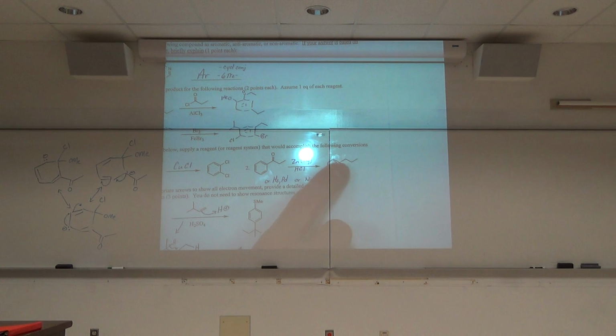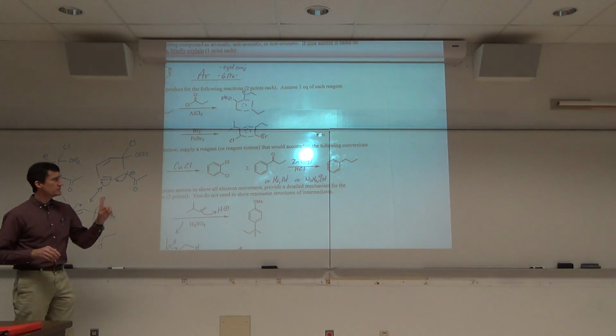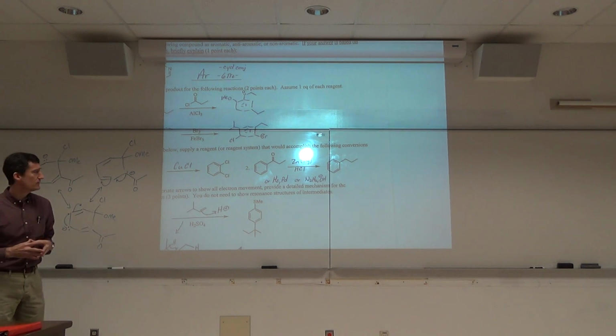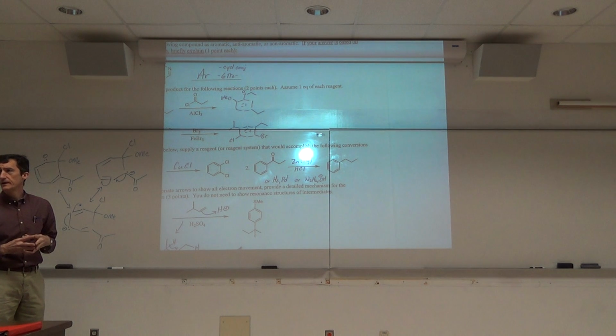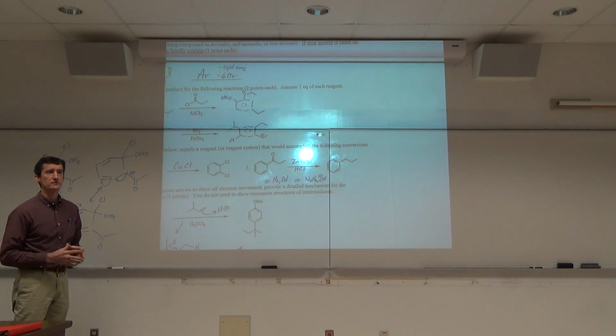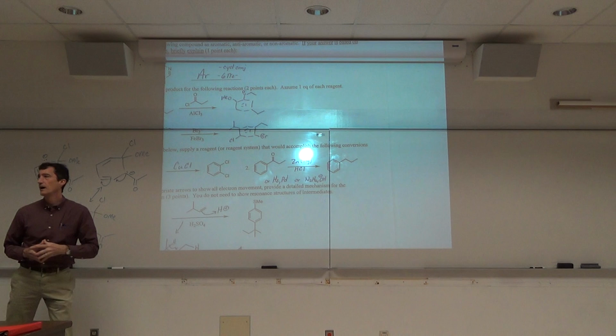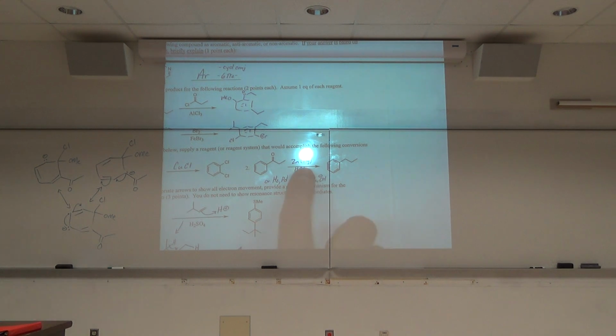But this is reduction of the ketone, deoxygenation. You can do Clemmensen reduction, which is zinc, mercury with HCl. You can do hydrogen, platinum on carbon, or you can do hydrazine and hydroxide, which is called Wolff-Kishner reduction. 3 different ways. We've not looked at the mechanism for any of those ways.